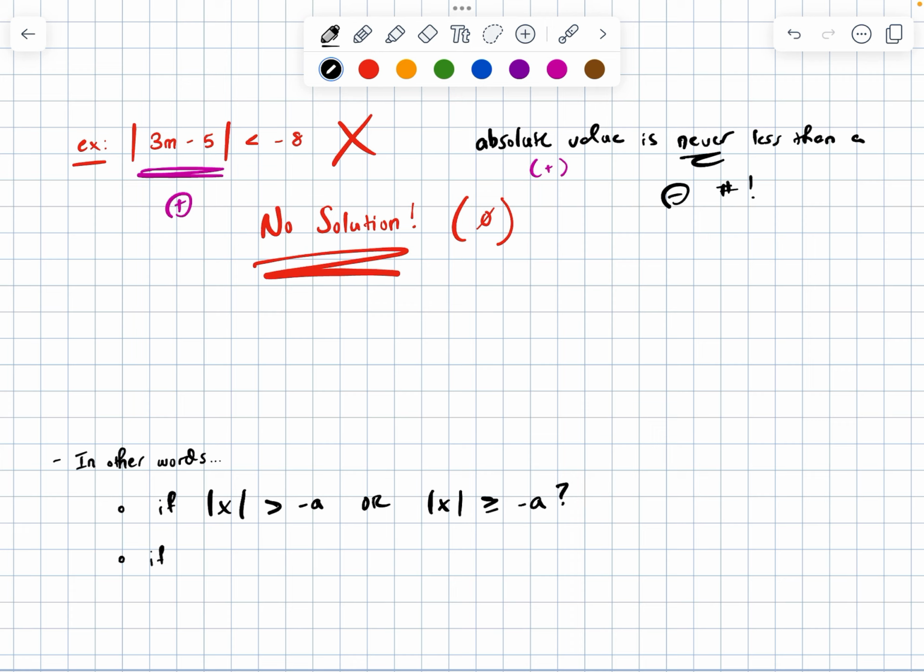Same thing if I encounter an absolute value that is less than or equal to a negative number. Say that that negative number is negative a. If the absolute value is greater than or equal to the negative, what does that tell you about the solution set? If it's less than or equal to the negative, what does that tell you about the solution set? Take 30 seconds, pause the video. What do you think? Go.